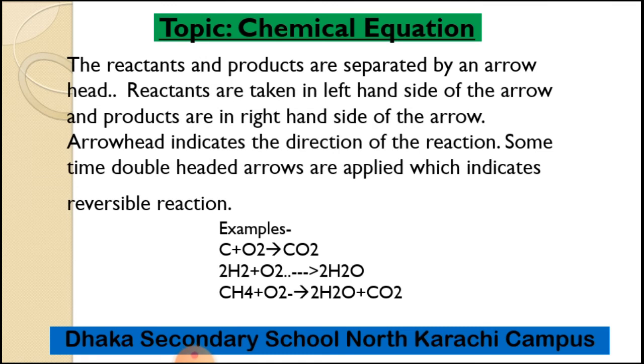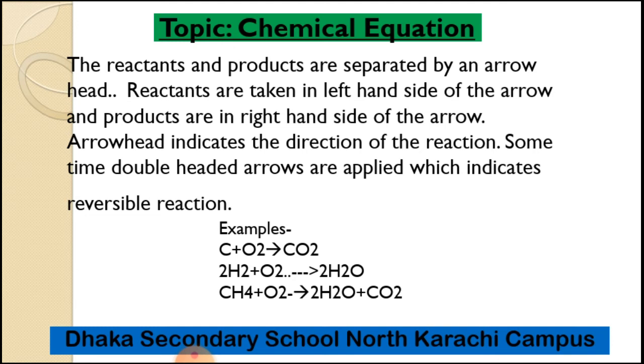The reactants and products are separated by an arrowhead, as you know. That arrow differentiates the reactants and products. Reactants are taken on the left hand side of the arrow and products are on the right hand side of the arrow. The arrowhead indicates the direction of the reaction.